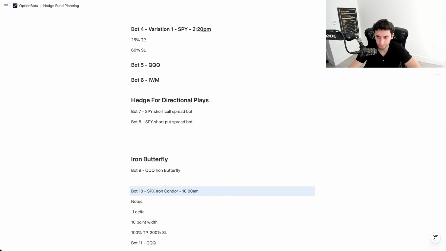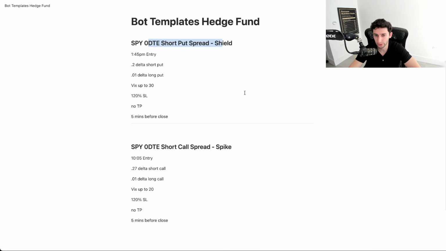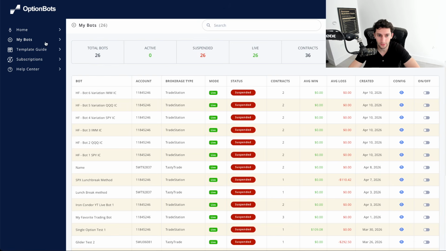Now, the good news is, like I said, I already have these in as a template, the directional plays. I named them here shield and spike. You can go ahead and just build these yourself with all this info. I'm not going to type it in because I already have them as templates. So we're just going to add these as shield and spike.